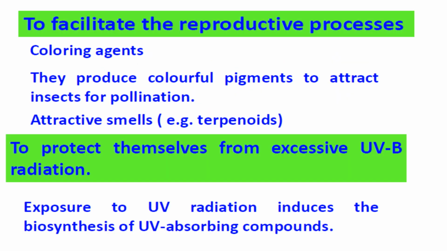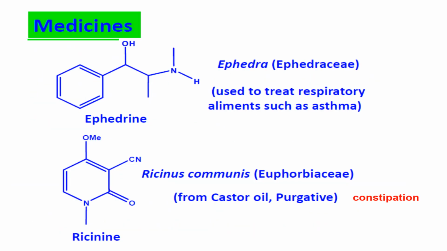To facilitate the reproductive process, different coloring agents in plants can also be secondary metabolites, protecting themselves from excessive UV light. Exposure to UV radiation induces the biosynthesis of UV-absorbing components. This is also a role of plant secondary metabolites. For example, different medicines like ephedrine, for asthma, and Ricinus communis, from castor, mainly used for constipation, are also secondary metabolites from plants.